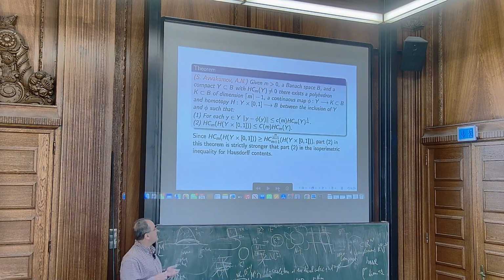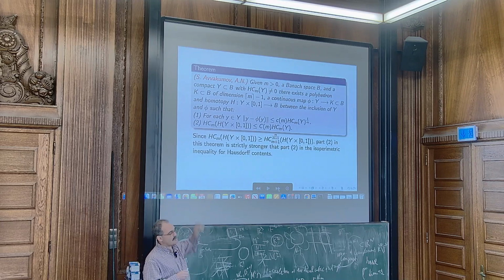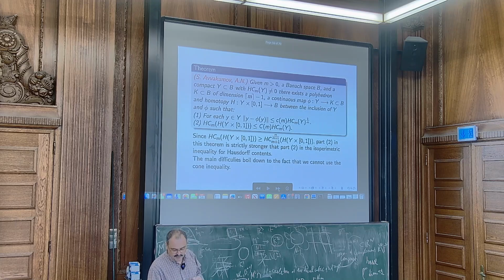So how to generalize it? Y here is very general. M is very general. Here we apply it to a general compact set. So what is not general here? The fact that B is a Banach space. It looks very restrictive in comparison with everything else. So we discovered that, right.